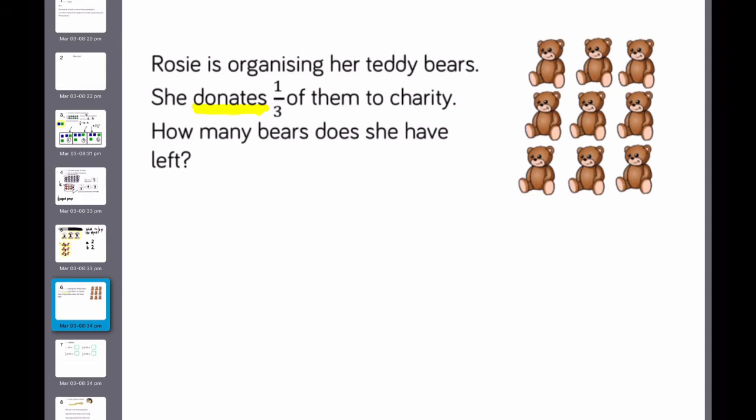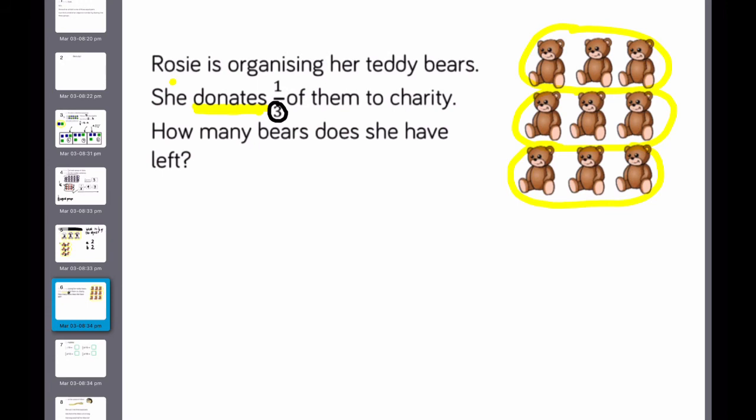So we know with thirds we need 3 equal groups. Group 1, Group 2, and Group 3. So there are our bears sorted into thirds. Let's recheck our question to find out what we needed to do. Rosie is organising her teddy bears. She donates 1/3 of them to charity. How many bears does she have left?